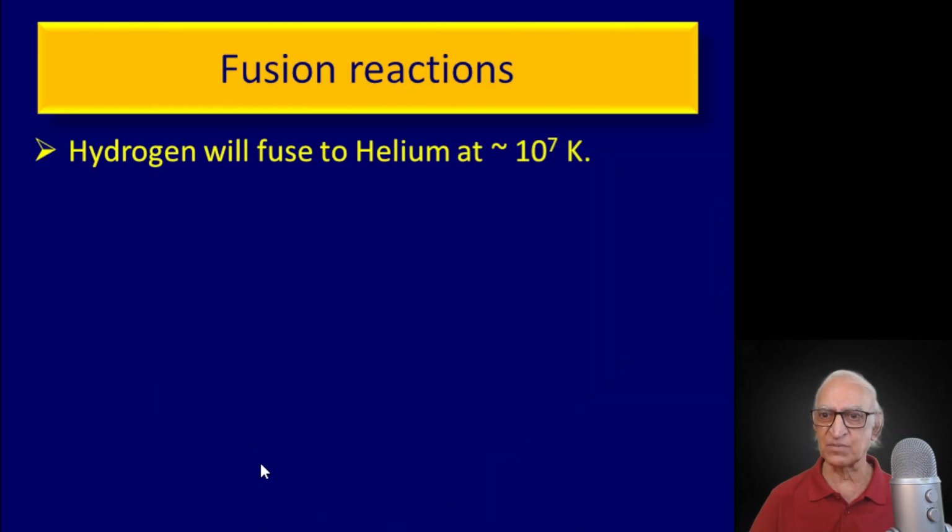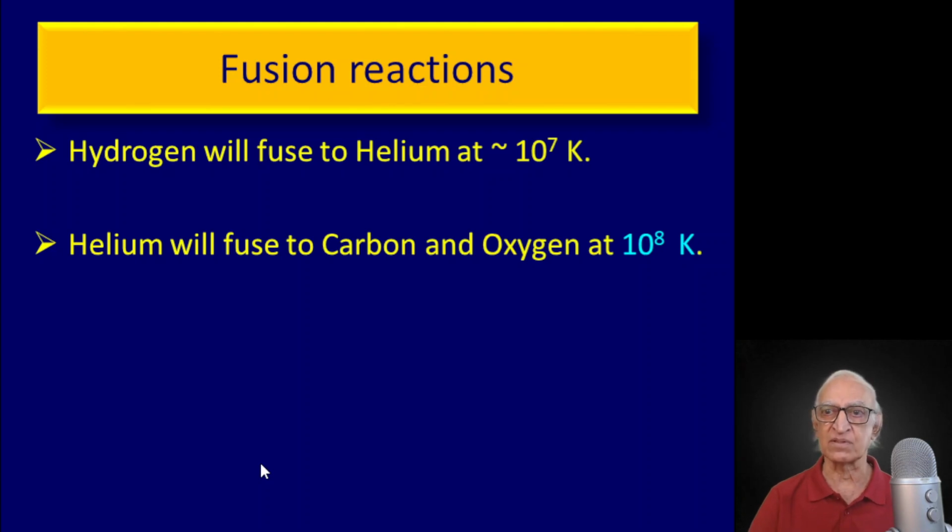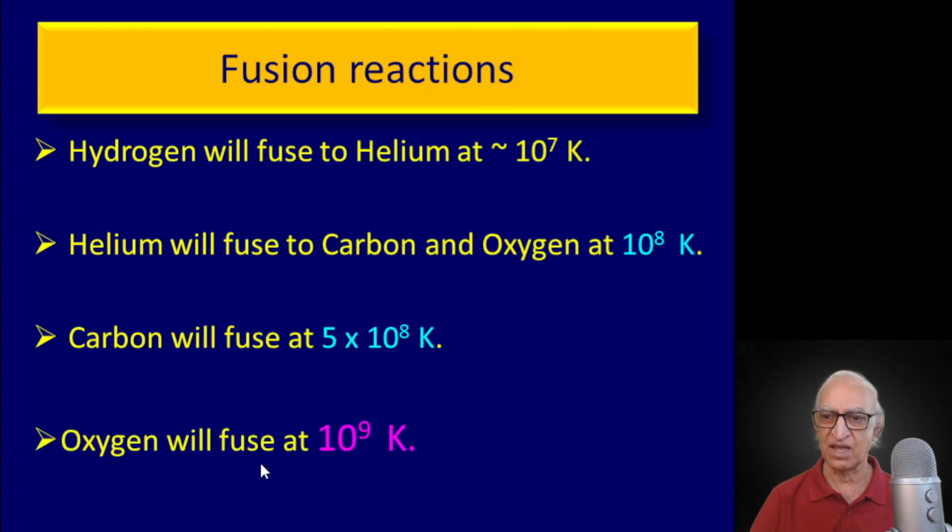As I have said already twice, and let me repeat it, the temperature needed to fuse an element depends upon the charge of the two nuclei. Greater the charge, greater the Coulomb repulsion, and therefore higher the temperature that will be needed. Hydrogen will fuse to helium very comfortably at a temperature of about 10 million degrees. The central temperature of the Sun is 15 million degrees, and so there is no problem whatsoever. But for helium to fuse to carbon and oxygen, you need a temperature of 100 million degrees. And for carbon to fuse, one needs a temperature of 500 million degrees. And for oxygen to fuse, one needs a temperature of 10 to the 9 Kelvin.